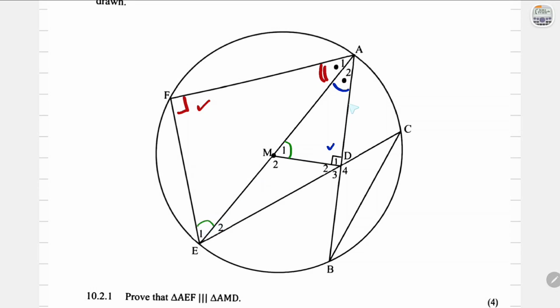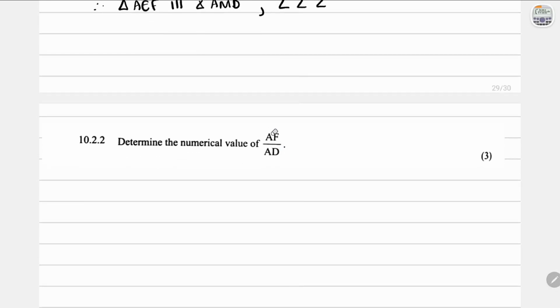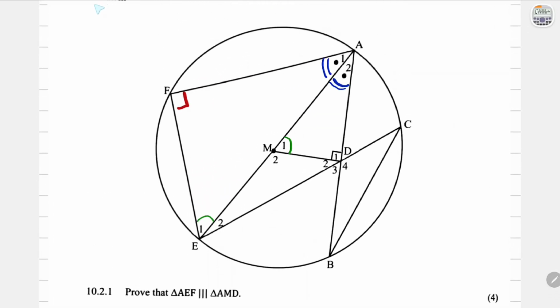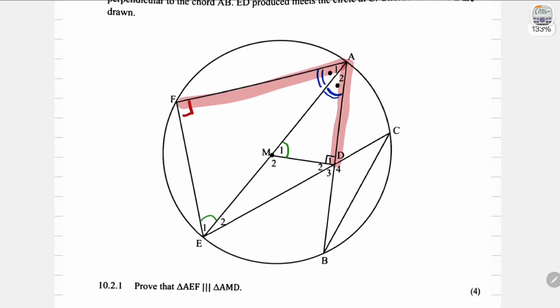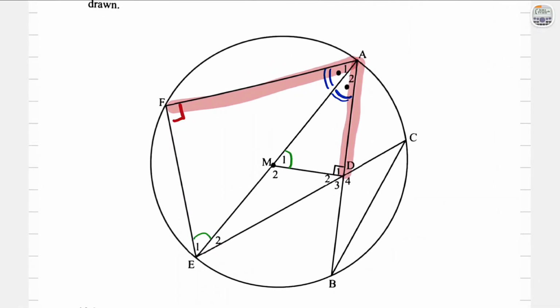That's all we really need to put down there. So these two angles are equal, and those are 90 degrees. Okay. So they want us to find the numerical value of AF over AD. AF is here over AD, which is here. Those are the sides in the triangles that we just showed are similar.